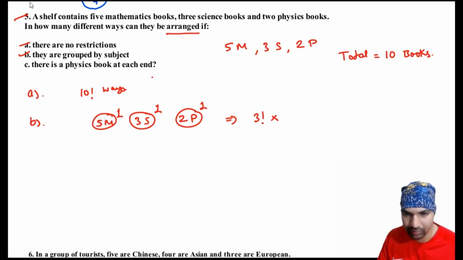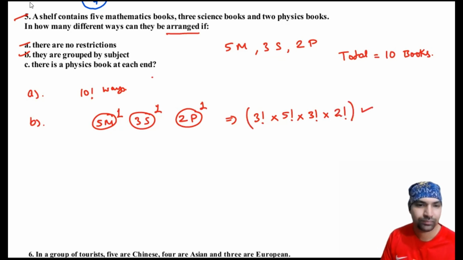Multiplied by, since every book is different, yes or no? Every book is different. So 5 math books can themselves be arranged in 5 factorial ways. 3 science books can themselves be arranged in 3 factorial ways. And 2 physics books can themselves be arranged in 2 factorial ways. So that's your answer.